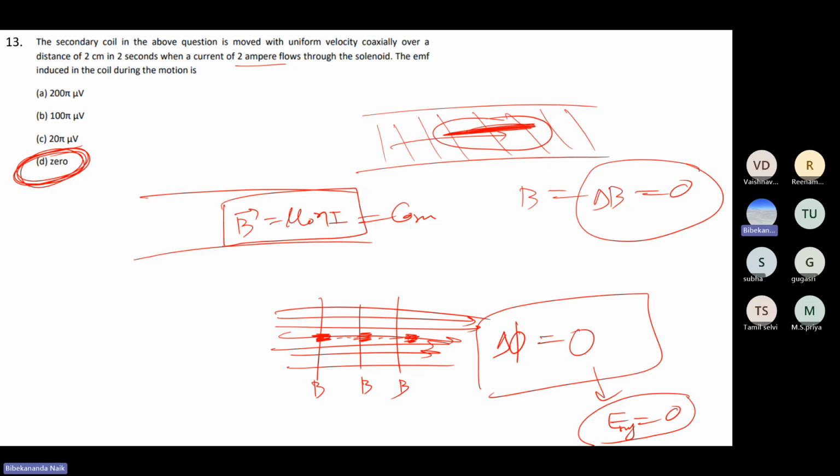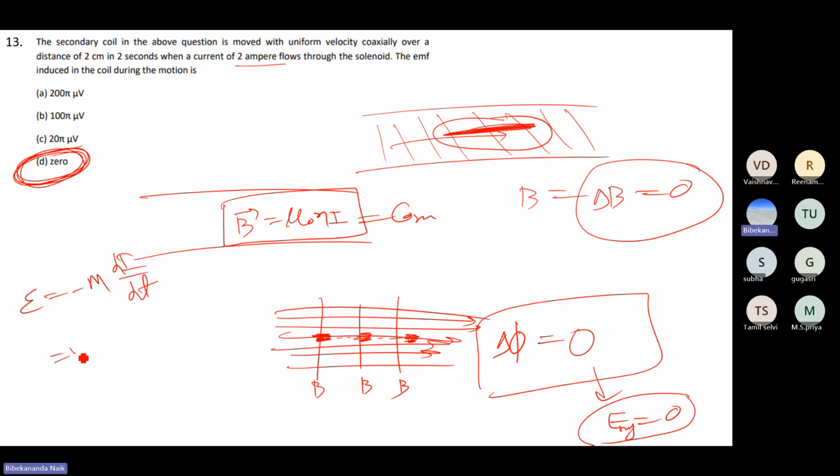So we know the EMF induced in terms of mutual inductance and the rate of change of current, because due to change in current there is a change in flux, and it is given by the induced EMF is equal to minus M di by dt.